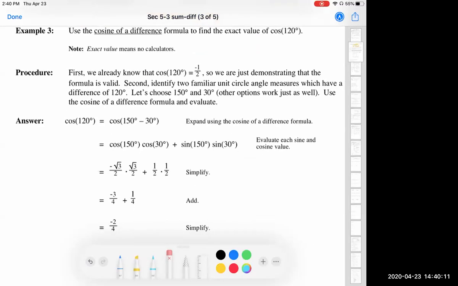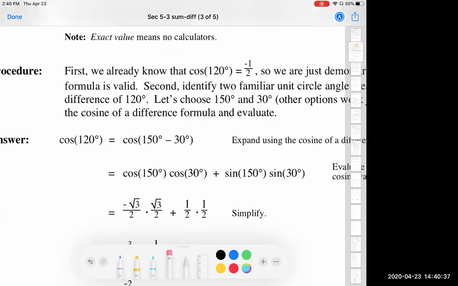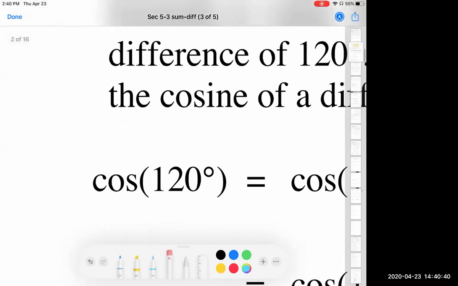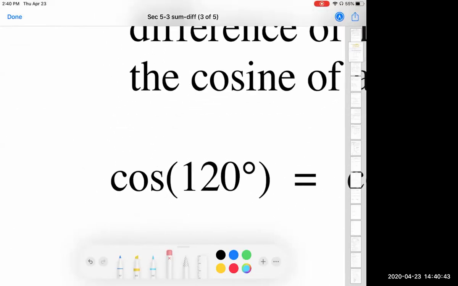All right, procedure. We already know that cosine of 120 equals -1/2. So we're just demonstrating that the formula is valid. Second, identify two familiar unit circle angle measures which have a difference of 120 degrees. Let's choose 150 and 30. Other options work just as well. Use the cosine difference formula to evaluate. So what this is saying is we want to find the value of cosine of 120. This one is just setting us up to work with this because I know what cosine of 120 is, right? You look at a unit circle, that's a point in a unit circle, 120 degrees.